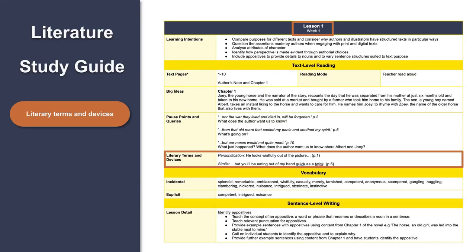We also focus on literary terms and devices, helping students describe how these tools enhance an author's style and add depth to the text. Throughout this unit, we suggest teachers look at metaphor, alliteration, simile, personification, imagery, onomatopoeia, and repetition. There are also opportunities in text-level writing tasks to use some of the devices.